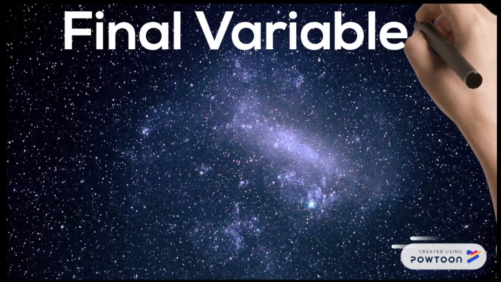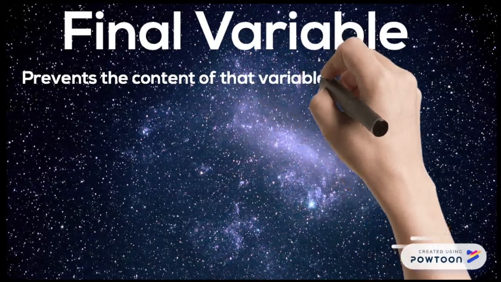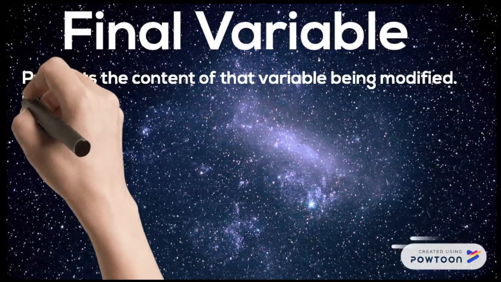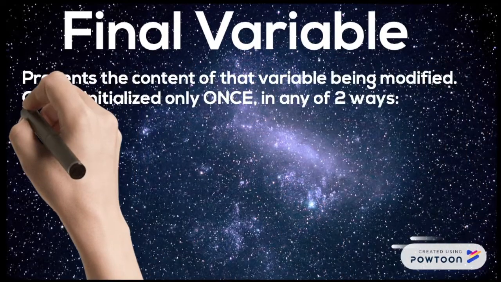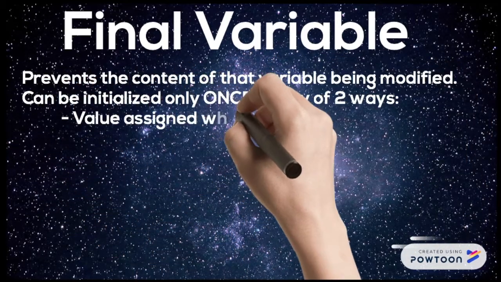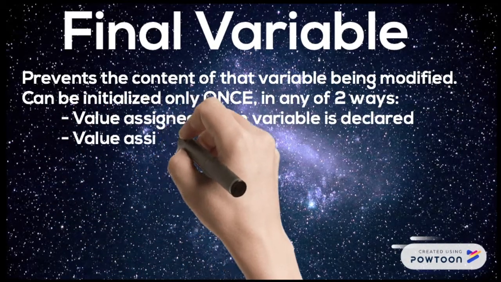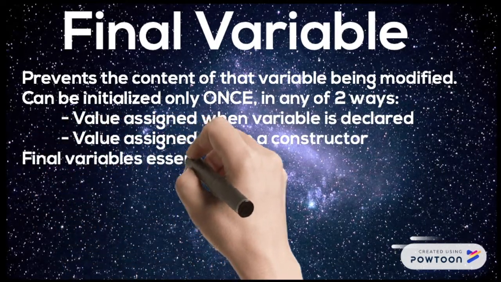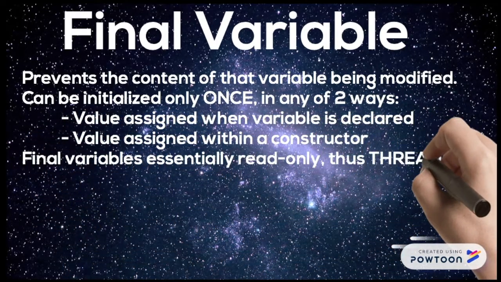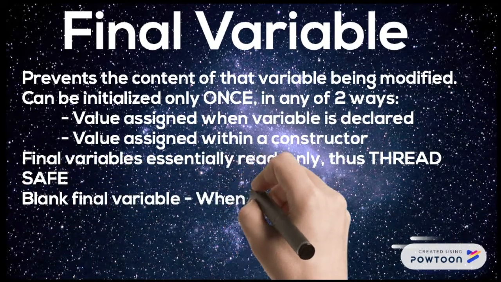Let's have a look at the final variable. The final variable prevents the content of that variable being modified. The final variable can be initialized only once and in one of two ways. Number 1, the value can be assigned when the variable is declared. Number 2, the value can be assigned within a constructor. Final variables essentially are read-only, thus they are thread-safe.